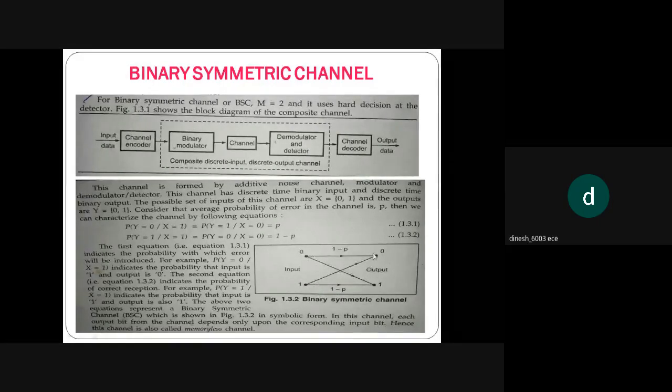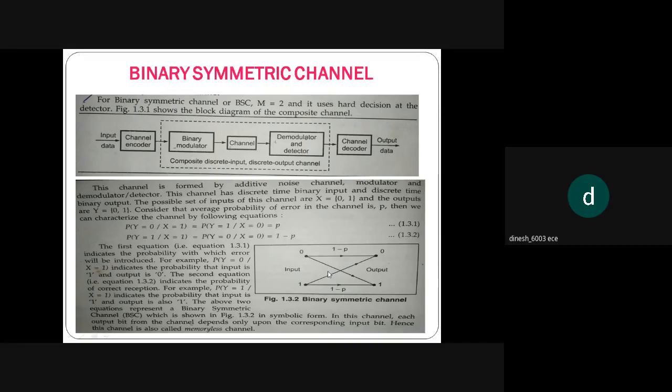So if it goes from 0 to 0, the state of x is 0 and y is also 0, it is 1 minus p. And if x is equal to 1 and y is equal to 1, then it is 1 minus p. So this is your necessary condition for a binary symmetric channel.